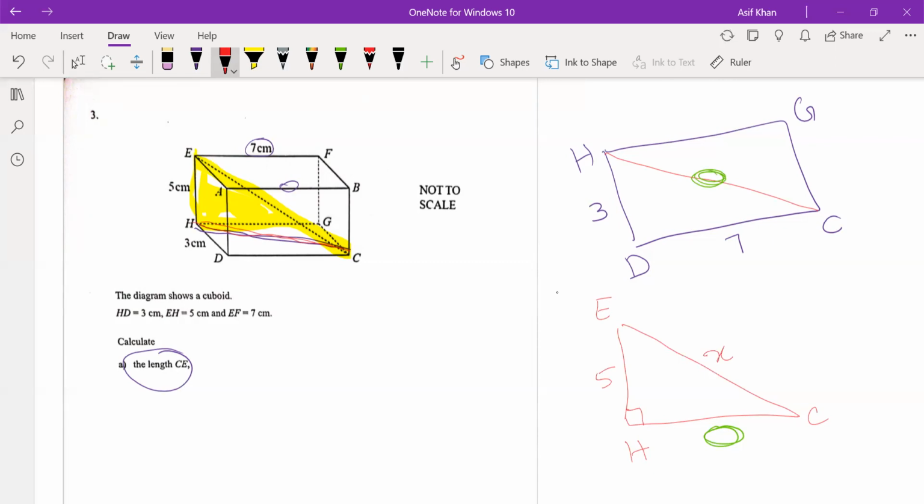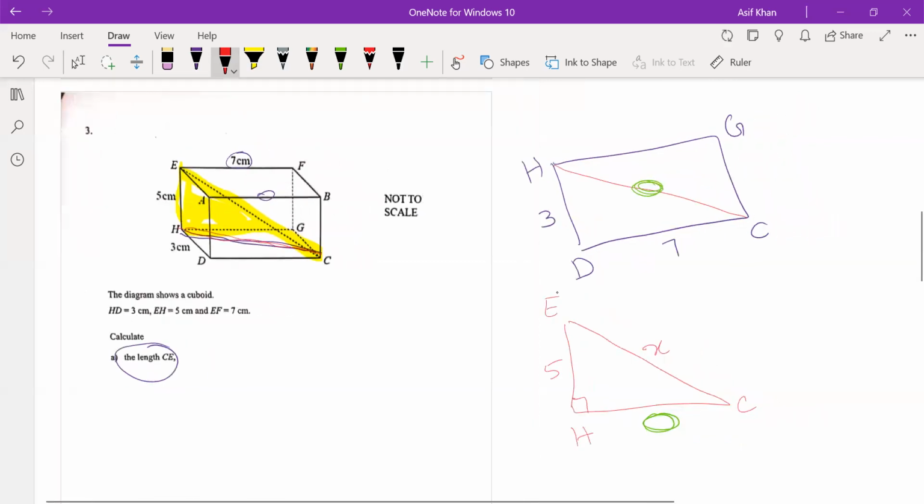This length CE you have to find. So again, you will use the hypotenuse square, which means X square is equal to 5 square plus the value HC squared. You will put these values and find the answer here. Okay, do you understand the strategy, how you will solve this?